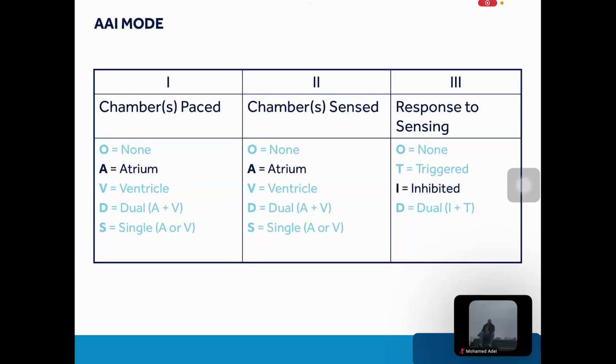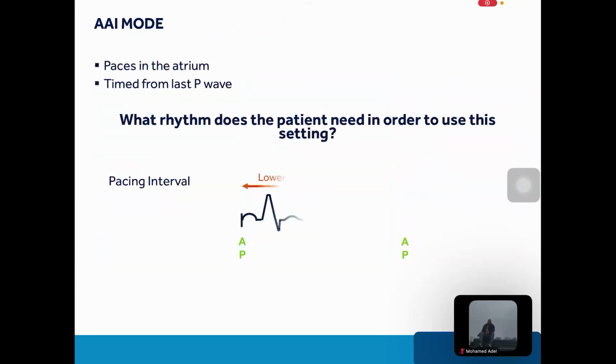AAI mode is the same as VVI, but it will pace in the atrium, sense in the atrium, and inhibit to a sensed event in the atrium. Here it will pace, AP means atrial pace, and activate the lower rate timer. Then atrial pace again.